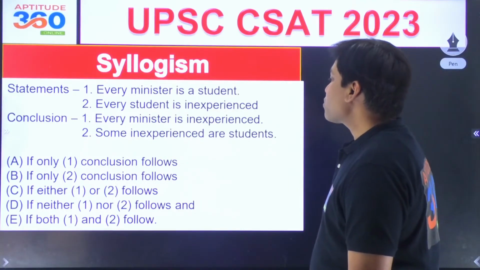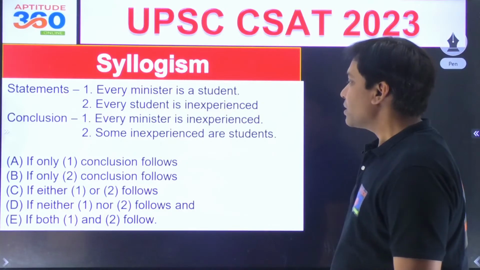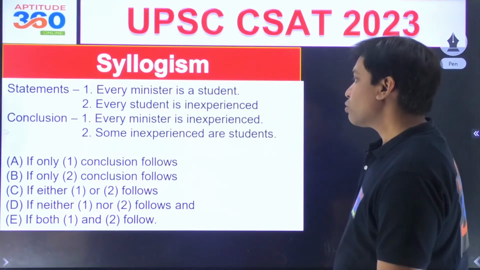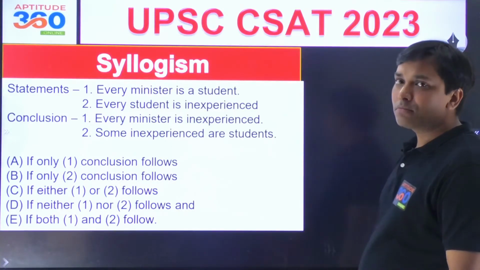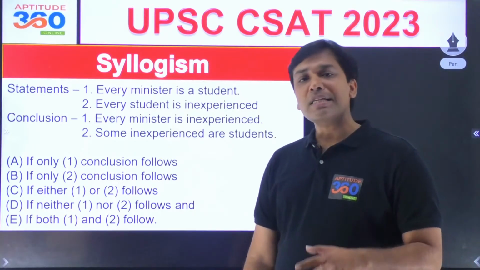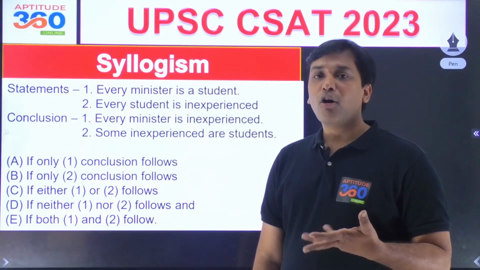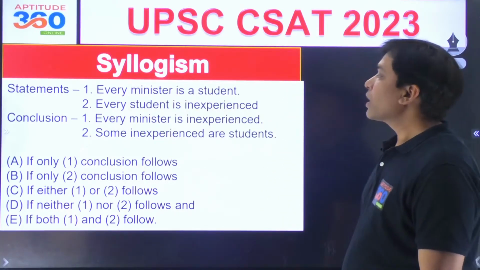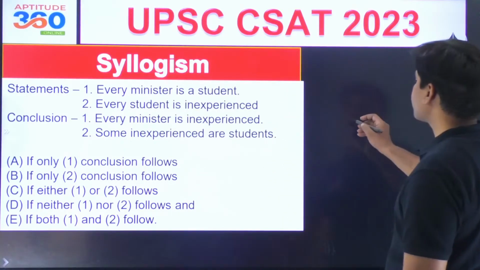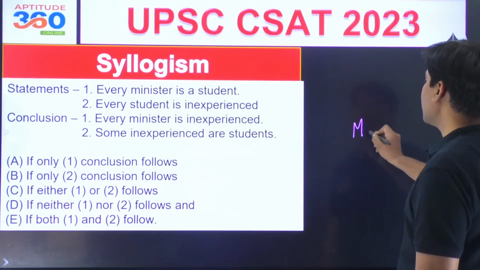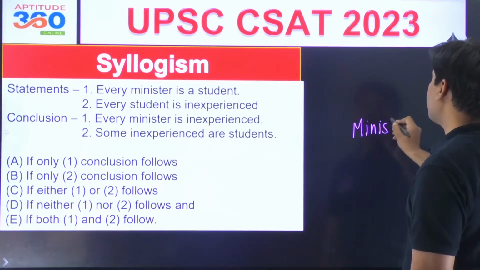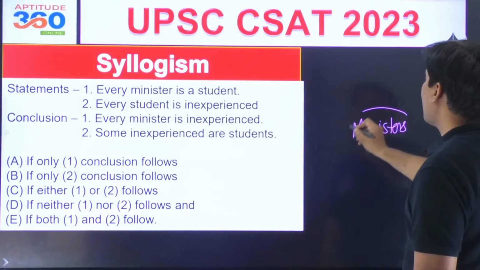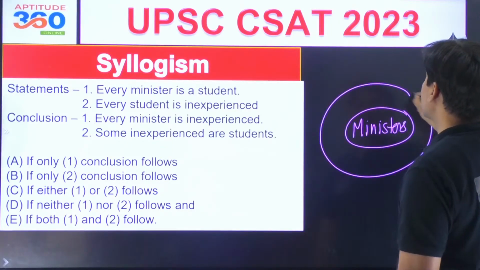Every minister is a student, every student is inexperienced. So these are the two statements. every का मतलब all, यही है ना, जहां पे some लगा दे, most लगा दे, almost लगा दे, that is some. So they would get confused with this. Every minister is a student. So every minister, all the ministers are students. That is one.